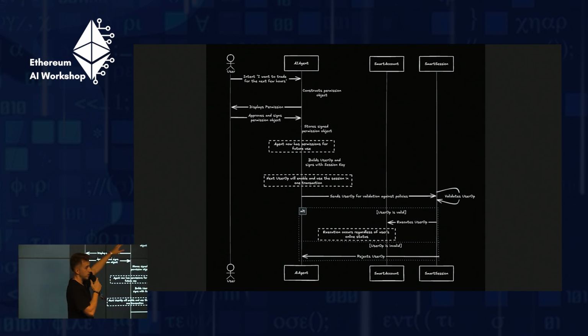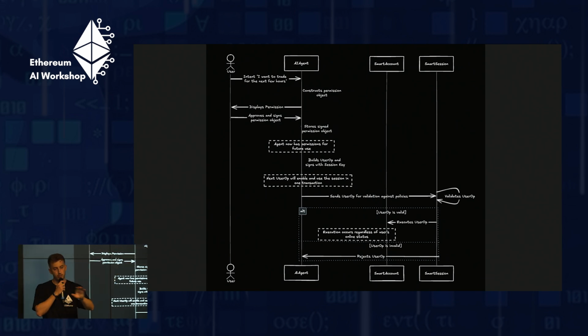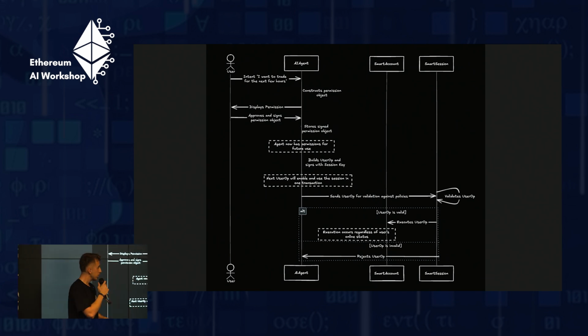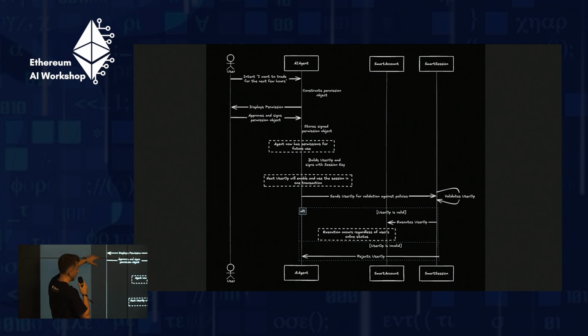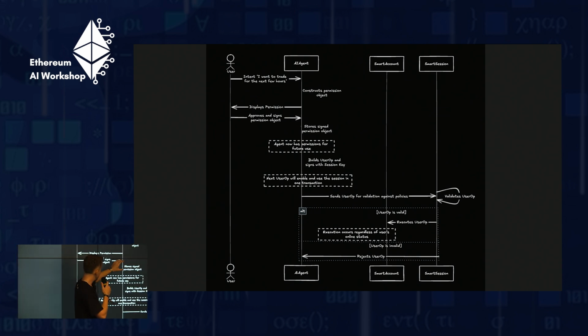It will limit the interactions with specified contracts. So it can say something like you can only interact with these Uniswap smart contracts, and you cannot transfer assets to any address other than this one. So it creates this permission object. It displays it to the user on an interface, and the user signs, right? So if the user approves, he signs this object, and this is stored now on the AI agent side.